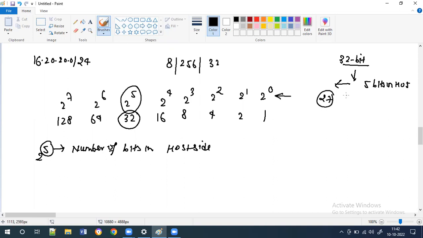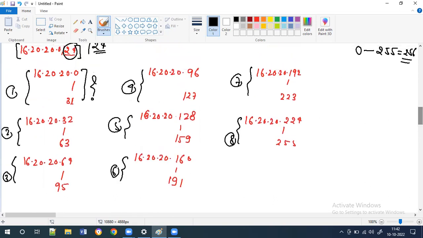This 27. If you remember, what does it tell? It tells the number of bits in the network side, and this is also saying the number of bits in the network side. So I can write 27 there. Here I can write slash 27. Clear, right?